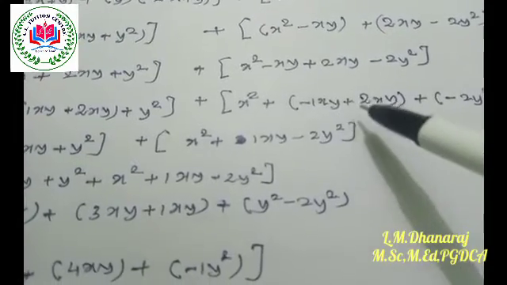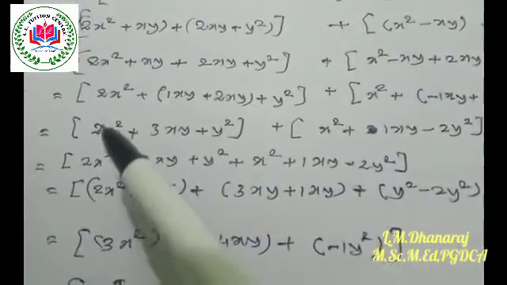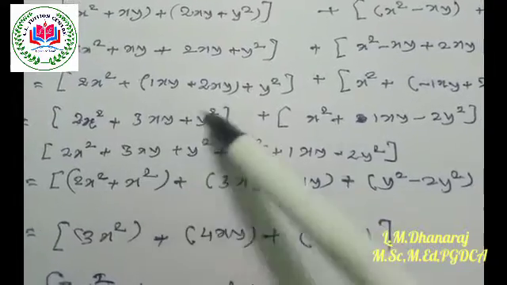And here there are two xy terms, so since the sign is different we have to subtract. The greater number's symbol is plus, so subtracting gives plus 1xy. So x square plus 1xy minus 2y square. Now 2x square plus 3xy plus y square plus x square plus 1xy minus 2y square.